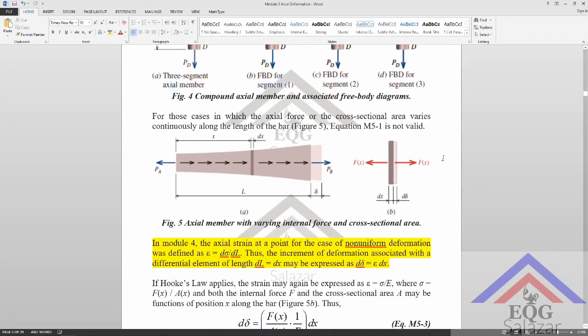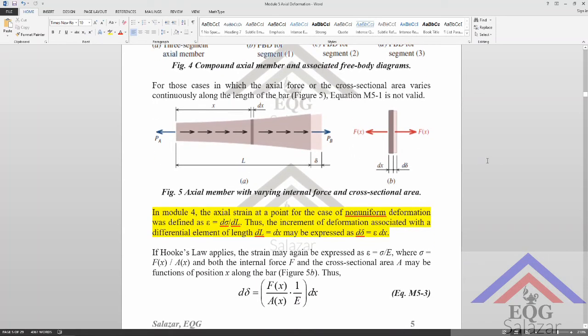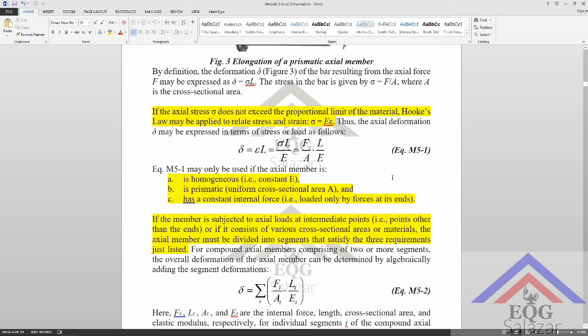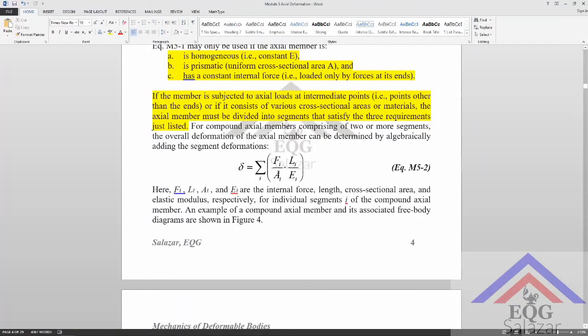Okay, so moving on. Now, what happens when we have an axial member that is tapered, where the cross-sectional area varies continuously along the length of the bar? We cannot use equation M5-1. Why? Because it is said to have a uniform cross-sectional area all throughout. So how will we go about this? Well, it is basically the application of equation M5-2.